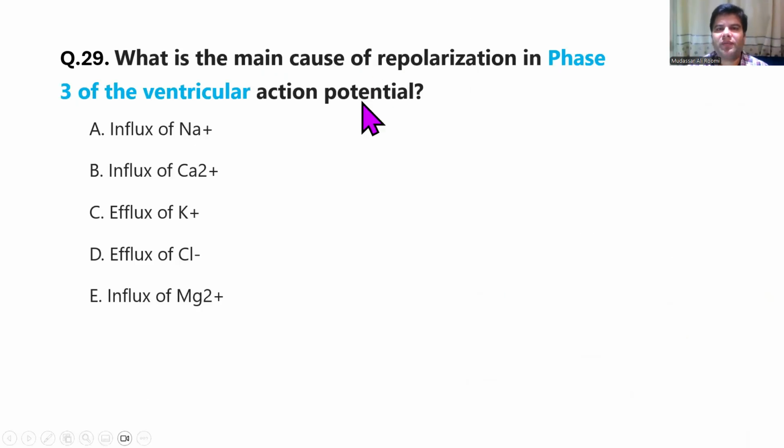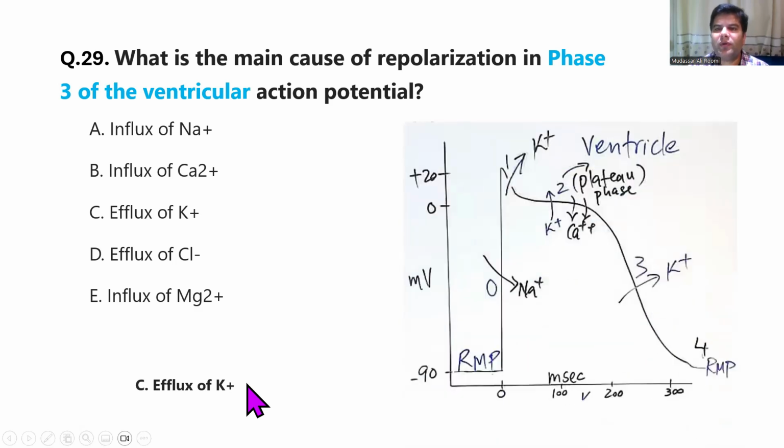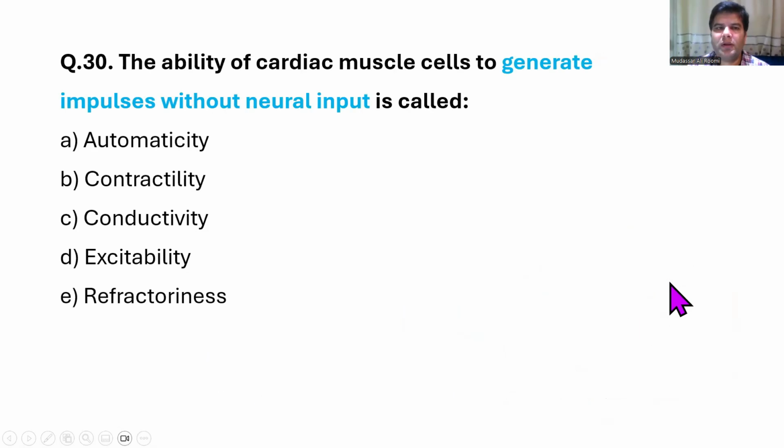Next question is what is the main cause of repolarization in phase 3 of the ventricular action potential? And the options are A, influx of sodium, B, influx of calcium, C, efflux of potassium, D, efflux of chloride, E, influx of magnesium. And the answer is efflux of potassium. If you look at the action potential of ventricular muscle, you can see here phase 3 is the repolarization phase, which is also called the final repolarization phase, because of potassium moving out of the cell through the potassium channel. So potassium efflux is responsible for causing this phase 3 or final repolarization of the ventricular muscle.